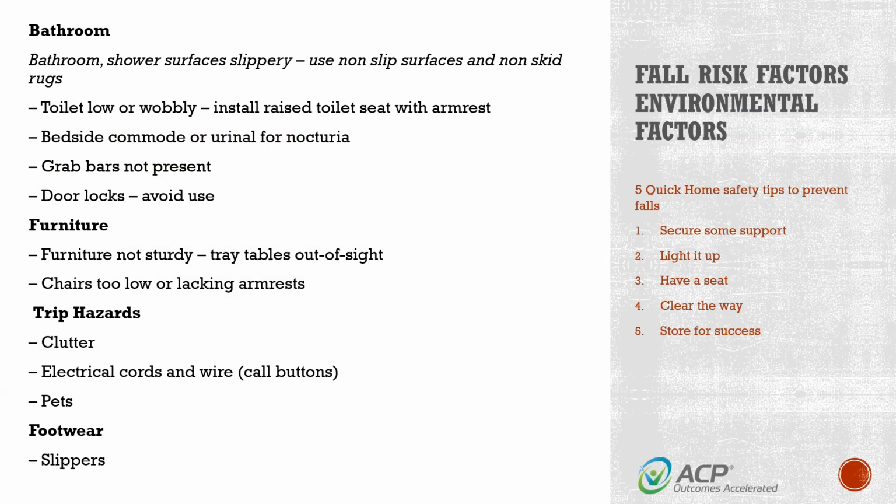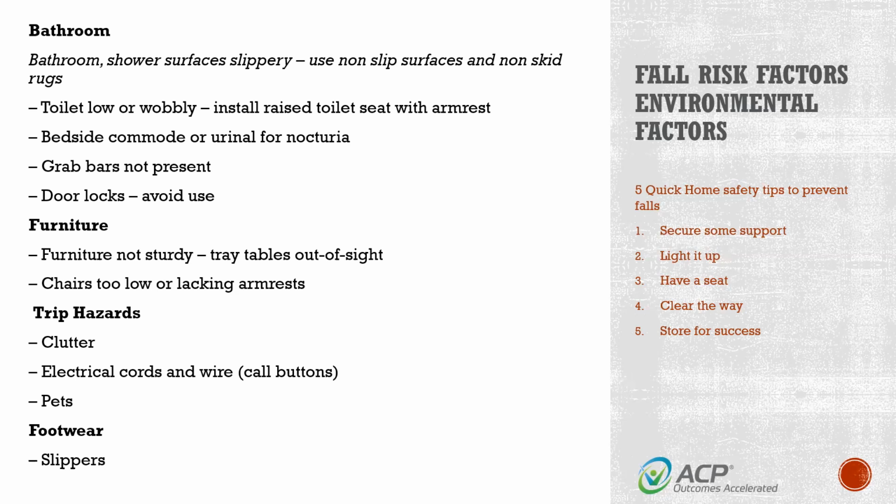Environmental factors are a very quick and easy way we can make the resident environment safer. Some of the 5 quick tips that we talk about for preventing falls are securing some support. So this might be talking with the family about using a shower seat, having a grab bar, adjustable handheld shower heads, so making it easier to bathe and safer to have that mobility within the bathroom.